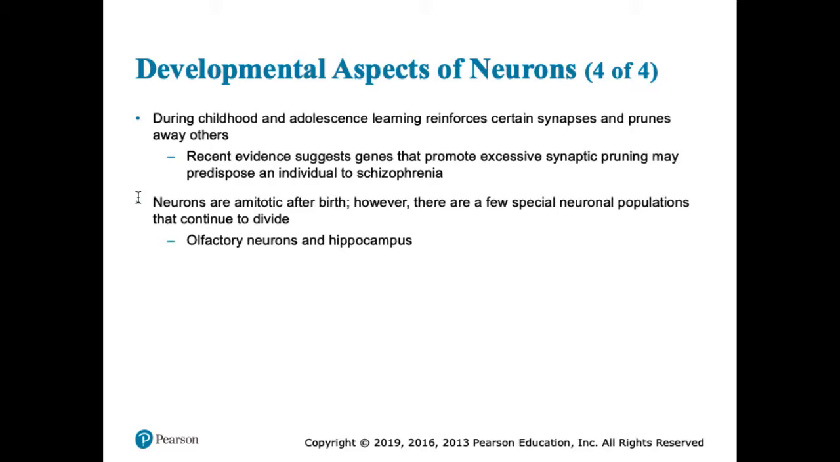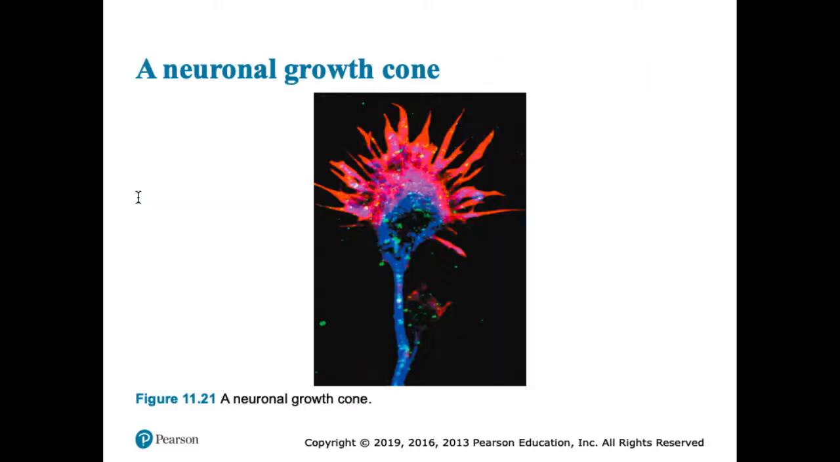During childhood and adolescence, of course, learning reinforces certain synapses and prunes away others. There's a lot of evidence that genes that promote synaptic pruning may predispose an individual to things like schizophrenia. Neurons are amitotic after birth. However, there are a few special neuronal populations that continue to divide. Those are things like olfactory neurons and the hippocampus.